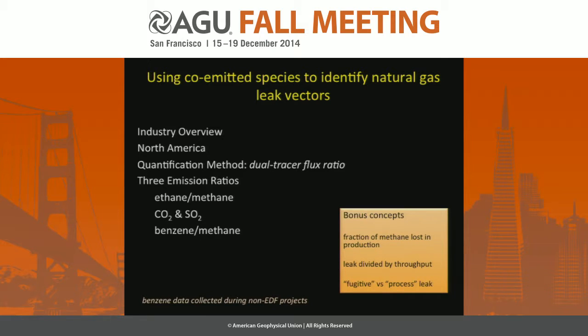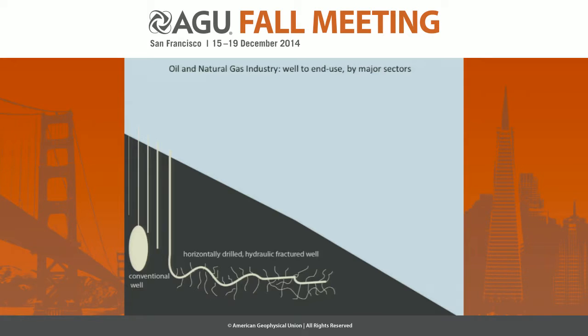What I'm going to do then is just give a very quick overview of some of the important emission ratios that do help us pinpoint leak vectors. The most important is ethane to methane ratio. But I'll look also at CO2 and SO2 together in tandem, and then we'll look a little bit at benzene as well.